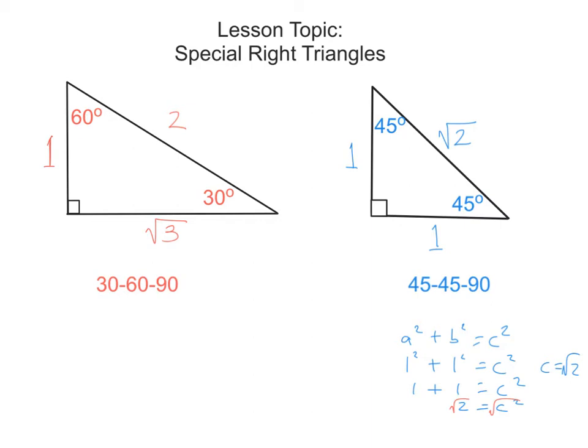So, again, to summarize this, if we have a 30, 60, 90 triangle, we're going to have side lengths of 1, 2, and root 3, and you absolutely need to know where they go in the triangle. And with the 45, 45, 90 triangle, we'll have 1, 1, and root 2 for the hypotenuse.